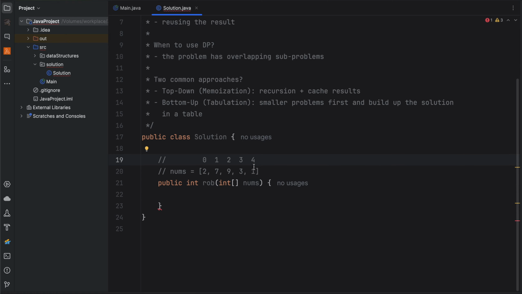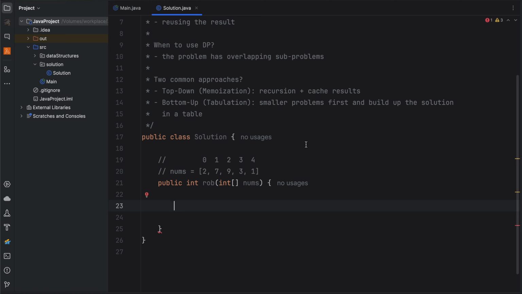Also, as you have noticed, and as always, I will be solving the problem using the Java programming language. But it should be quite straightforward to transform this solution to any other programming language. So how can we solve the problem using the bottom-up DP approach?